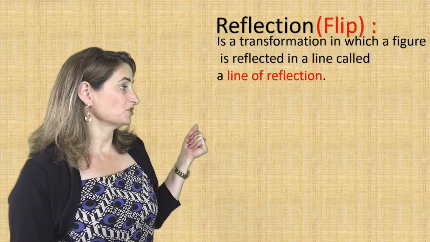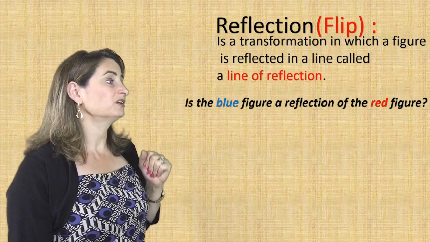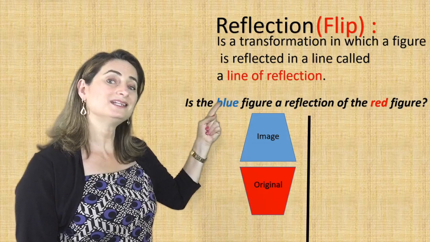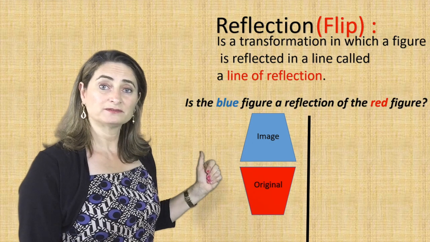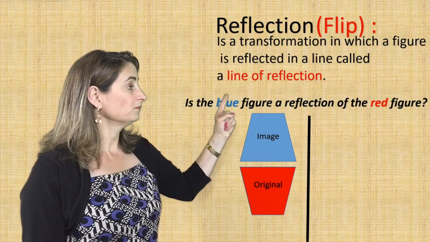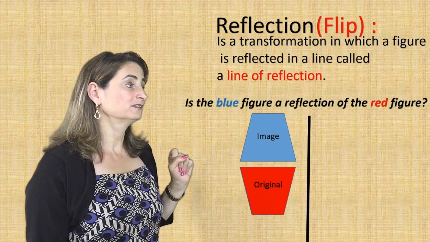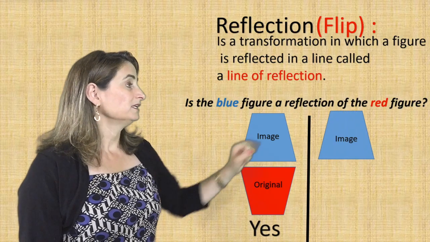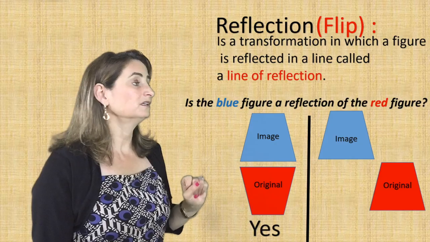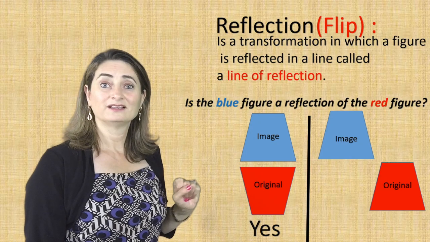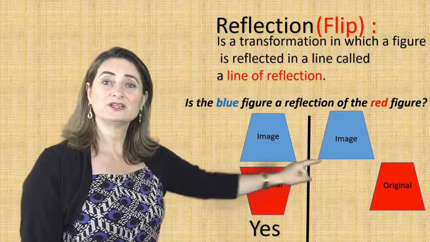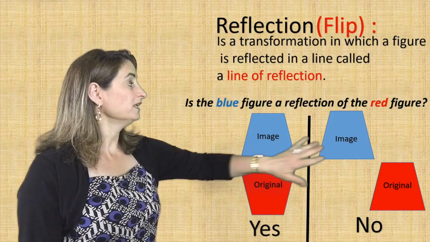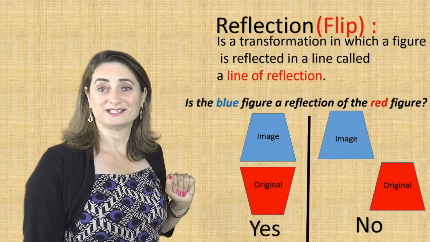So let's answer those two questions. Is the blue figure a reflection of the red figure? The first one, that means the blue is the image and the red one is the original. Is the blue figure a reflection of the red one? Yes, because it flipped. Now the second one, is the blue image a reflection of the red figure? Which means the blue is the image and the original is the red. No, it did not flip because the orientation stayed the same. It slid, which is a translation.